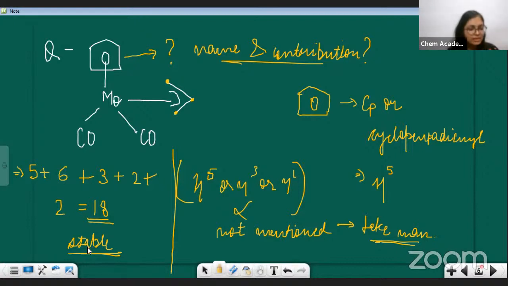I hope everyone is able to understand. All right. Now, I hope this question is clear and everyone must have understood what hapticity means and how we can use it in questions like these. Now, moving on to the next question. Is it clear? If everyone understood this, please let me know in the comments.